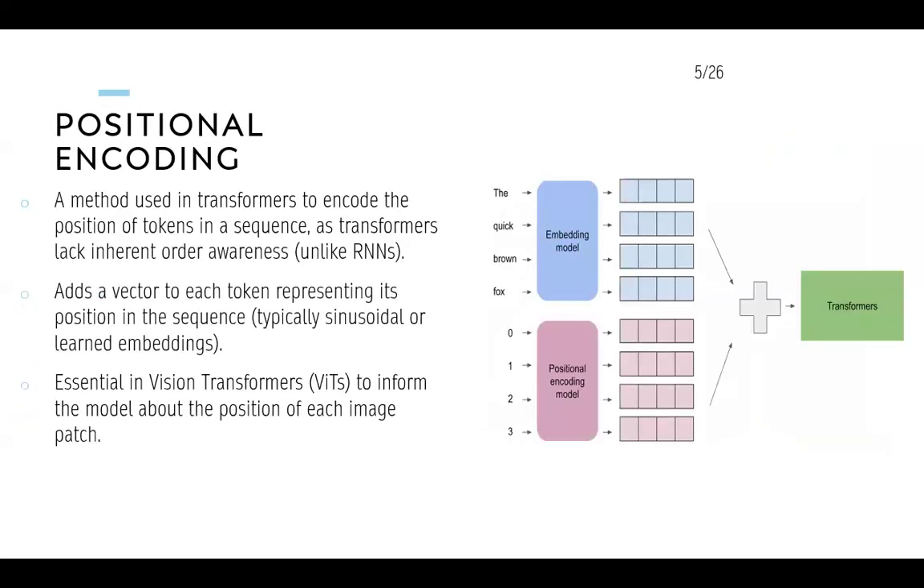Next, I'm going to go over positional encoding. As you can see over here in the diagram, this is a method used in transformers to encode the positions of tokens in a sequence.